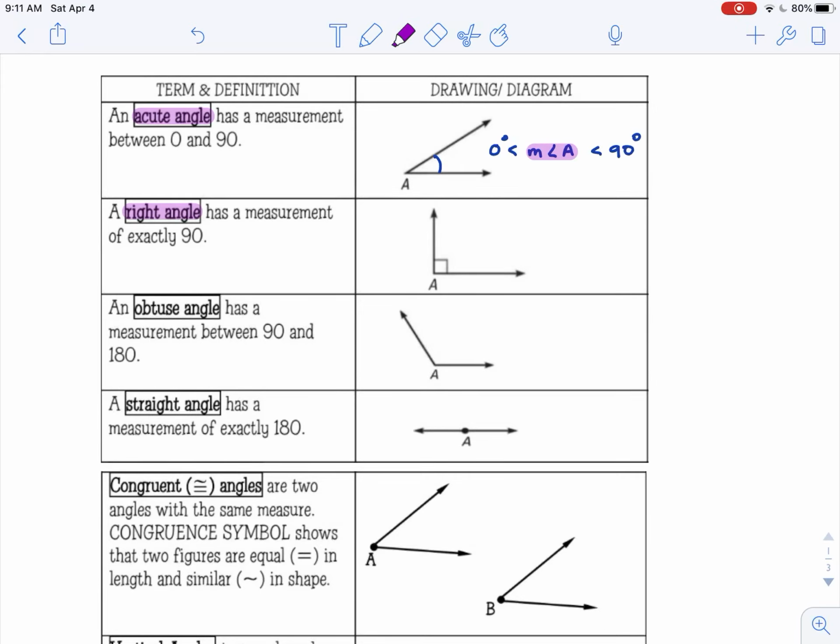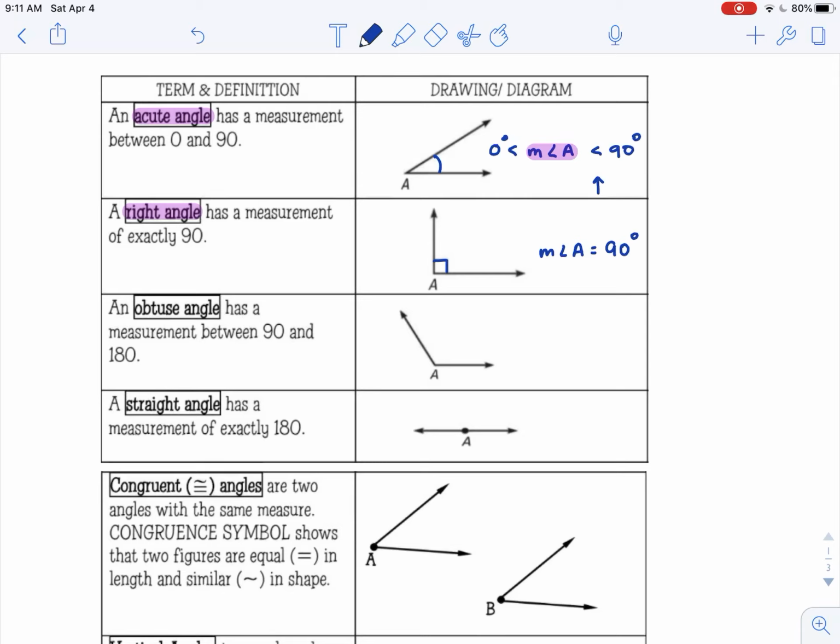Now, right angles have a measurement of exactly 90 degrees. To signify that something has a right angle or 90 degrees, we use this box here. And the measure of angle A equals 90 degrees.